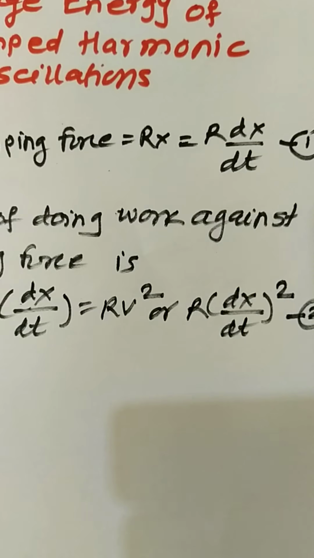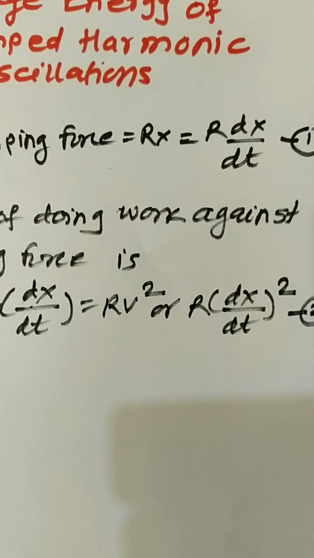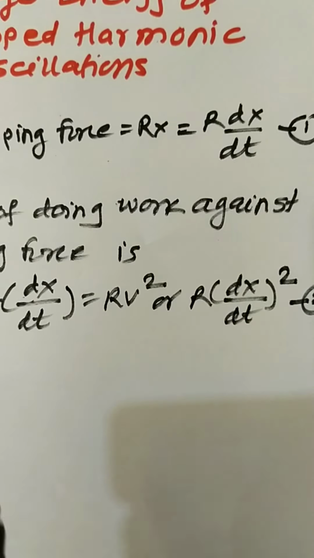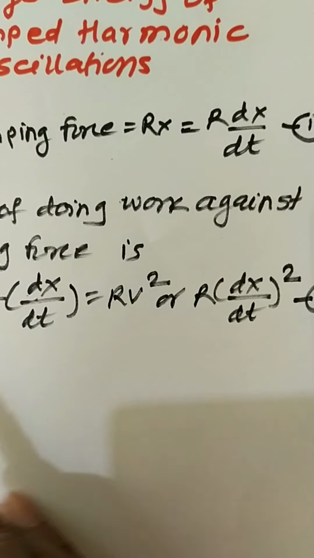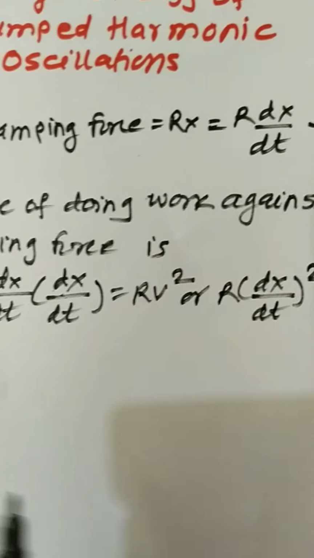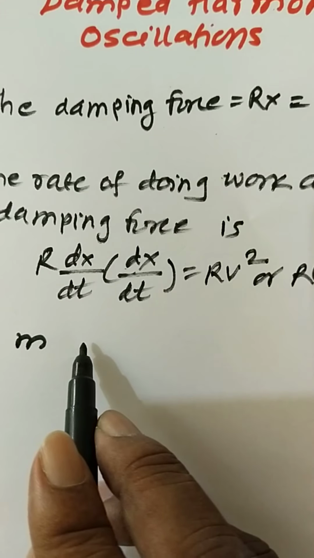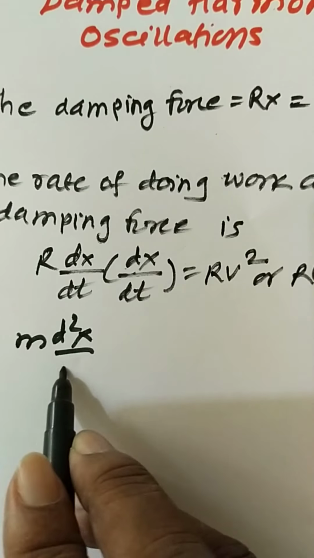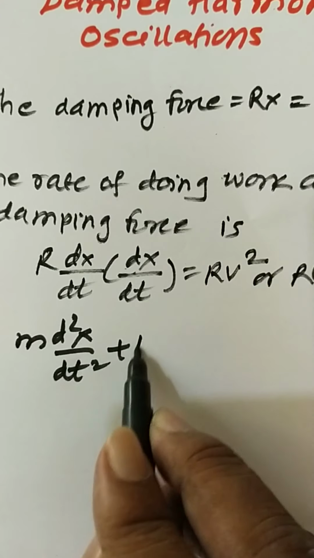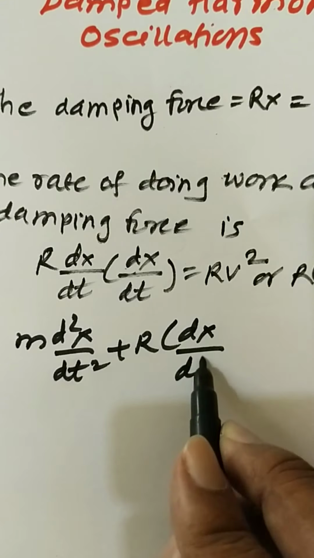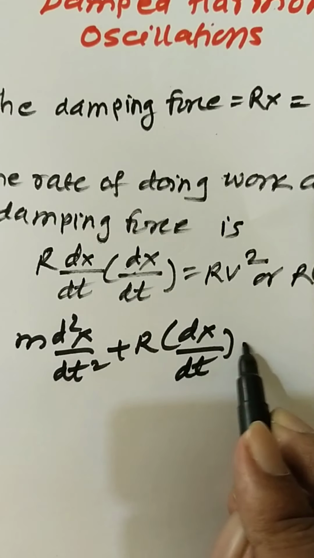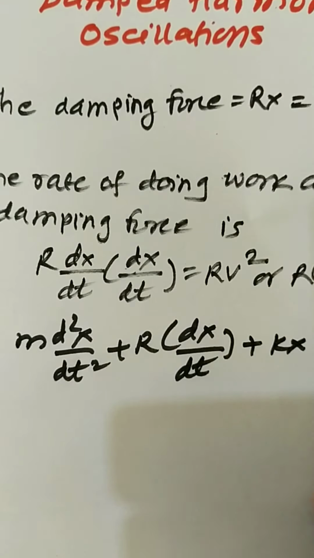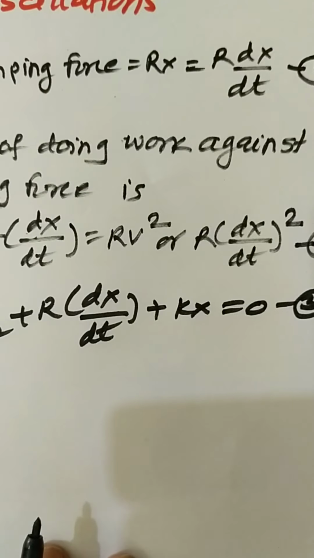From the law of conservation of energy, this must be equal to the loss of energy of the system. Now the equation for damped harmonic motion is m d square x by dt square plus R dx by dt plus kx equals 0. This is equation number 3.